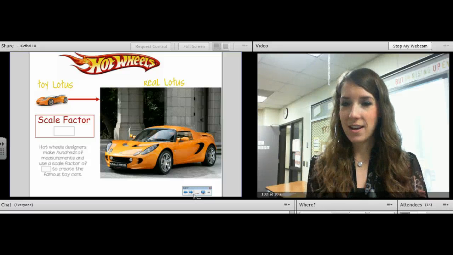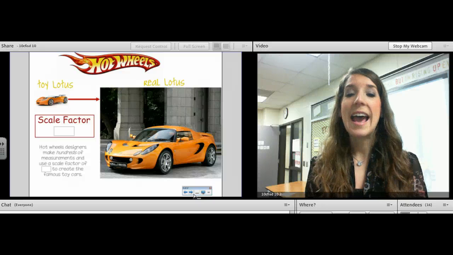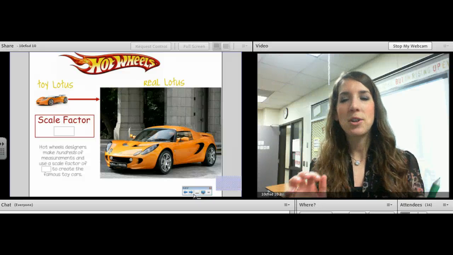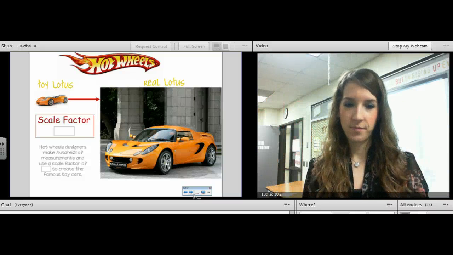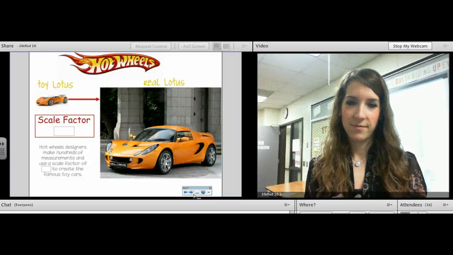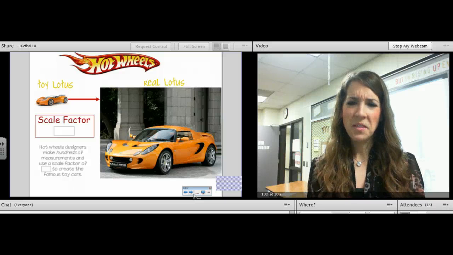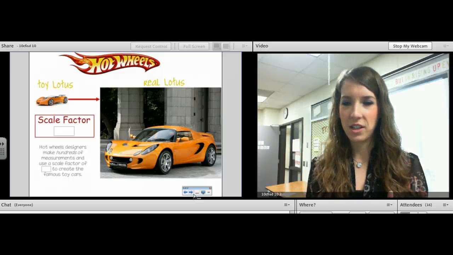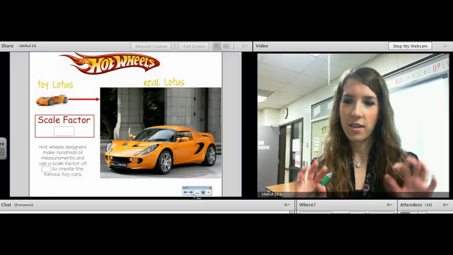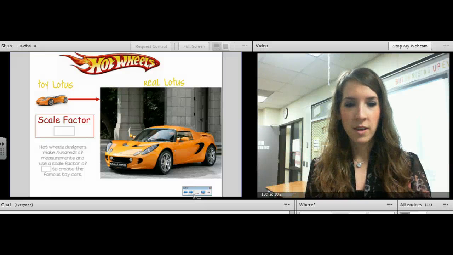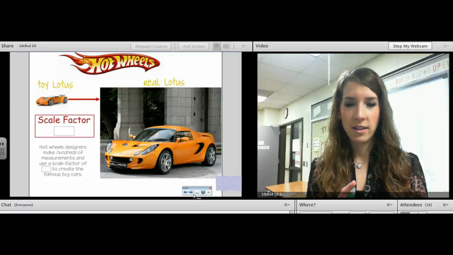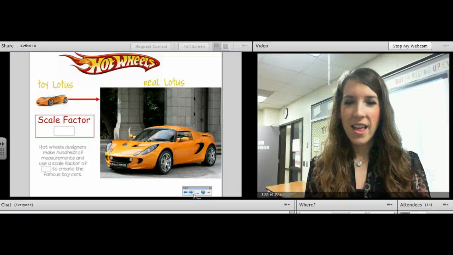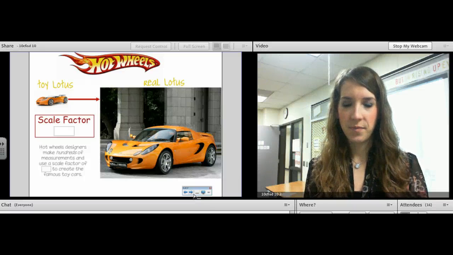Without using the internet, don't use the internet, guess what you think the scale factor is. How much smaller is a Hot Wheels car than the real thing? The slide is pretty old, so that car is actually quite a few years old. It's not the new greatest thing anymore. 100 times smaller, 300 times smaller, 150 times smaller. I think y'all are a little too big.